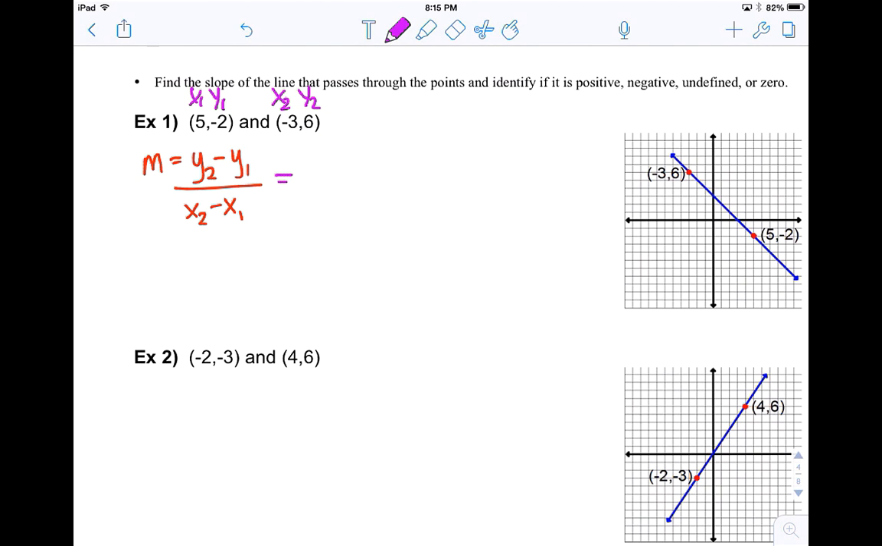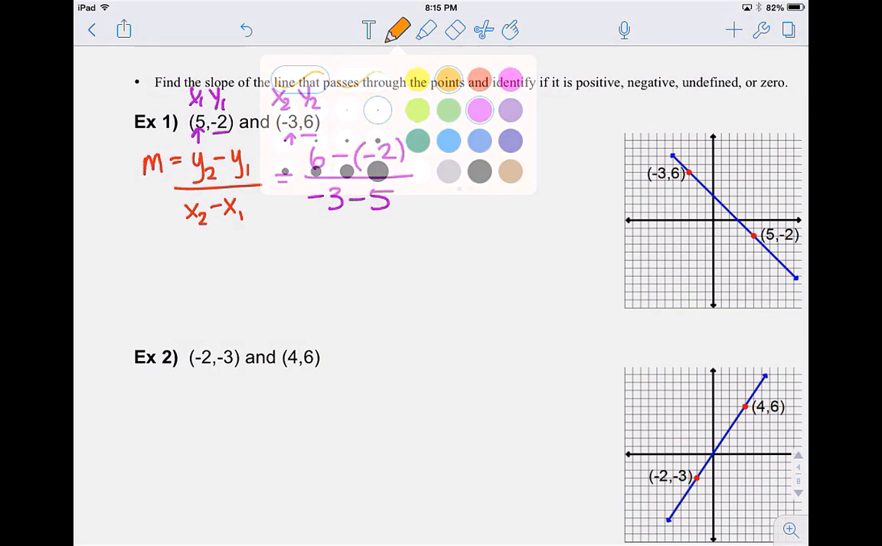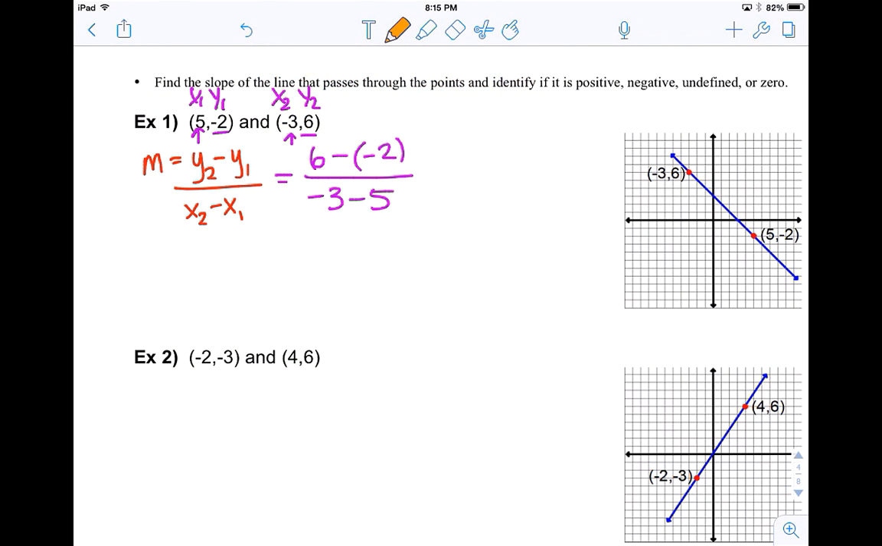Now that we have our numbers labeled, we know exactly where to plug them into that formula. So in the numerator there, we have y2 minus y1, so we're going to have 6 minus negative 2. And then the denominator, we have x2 minus x1, so negative 3 minus 5. Once we have our numbers plugged in, all we have to do is simplify. So we have 6 minus negative 2. When we are subtracting a negative number like we are here, we're really adding those two numbers together. So really we have 6 plus 2, which gives us 8.